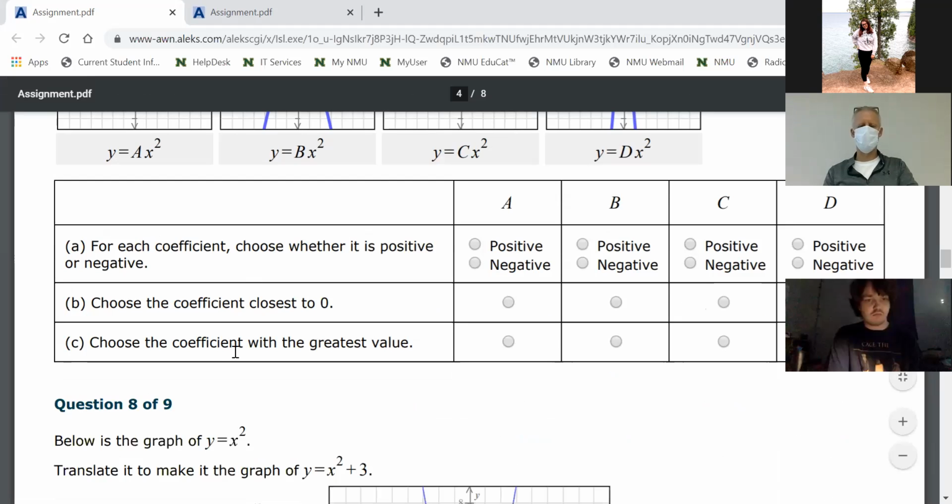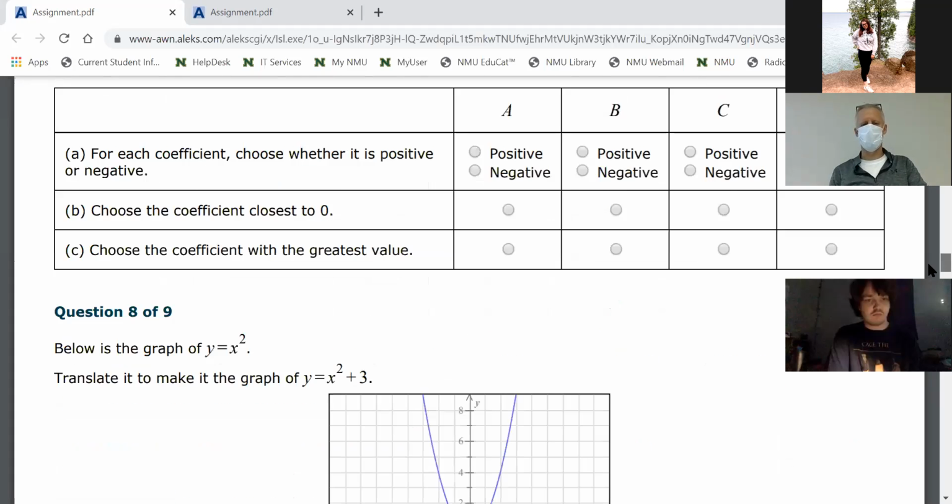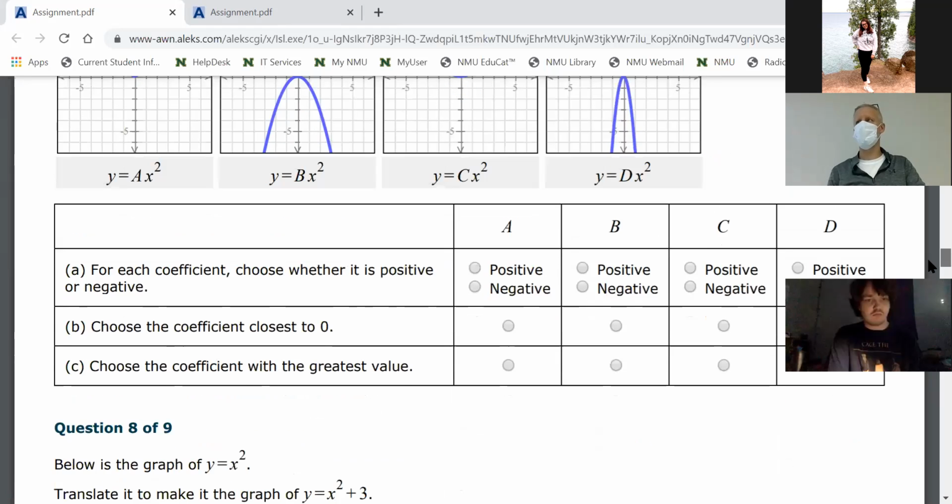Choose a coefficient with the greatest value. Now that's kind of deceiving. Greatest as in the skinniest is going to be D, even though D is a negative number. Greatest value in terms of comparison, positive, negative, would have to be A. So that's kind of an ambiguous question, right? The greatest positive value is A. The greatest negative value is D, because it's the narrowest. So I'm really not quite sure what they want for that one. Okay, I'm going to say it's D because that's the skinniest.